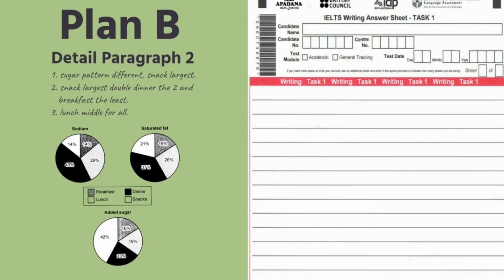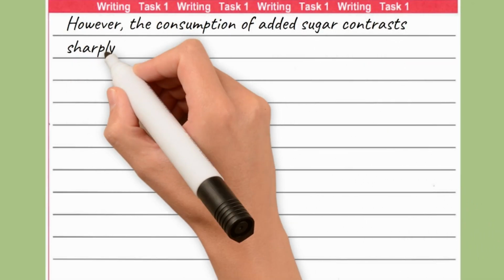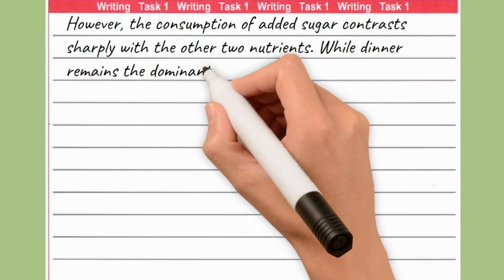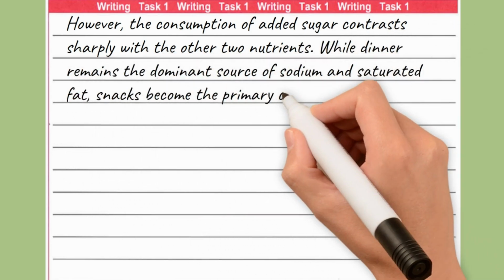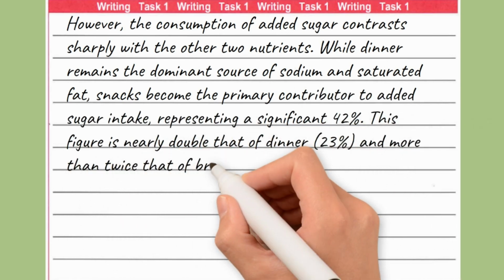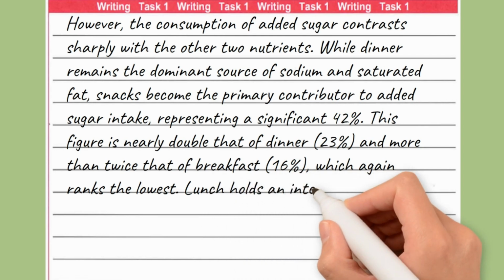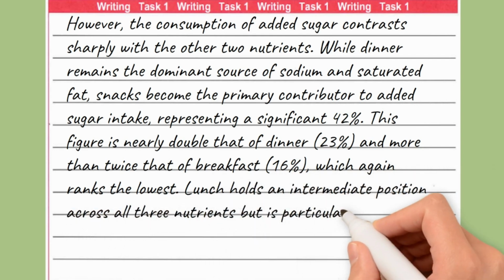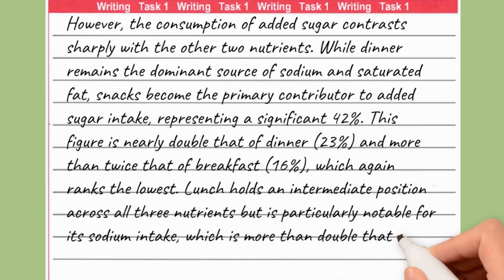However, the consumption of added sugar contrasts sharply with the other 2 nutrients. While dinner remains the dominant source of sodium and saturated fat, snacks become the primary contributor to added sugar intake, representing a significant 42%. This figure is nearly double that of dinner, 23%, and more than twice that of breakfast, 16%, which again ranks the lowest. Lunch holds the intermediate position across the 3 nutrients, but is particularly notable for its sodium intake, which is more than double that of breakfast.